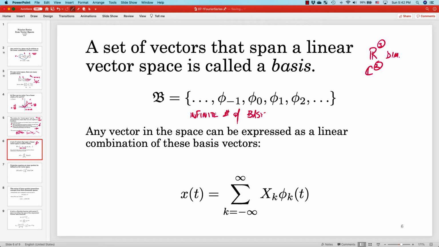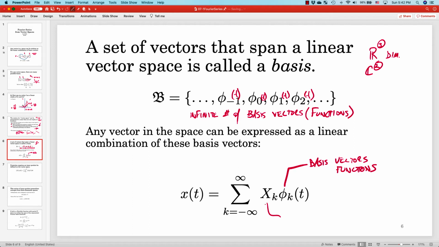of basis vectors, but remember, when I'm talking about vectors now, I'm talking about functions. So really, these basis vectors might be better described as phi 0 of t, phi sub negative 1 of t, phi 1 of t, etc., etc. And if I've got an infinite number of basis vectors, then taking a linear combination of those basis vectors would look like an infinite sum. And that's what I've got down here. So remember, these are basis vectors, aka basis functions.